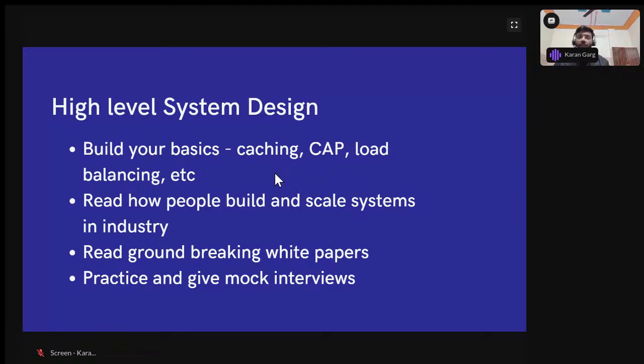Read good engineering blogs. Netflix has a really good engineering blog. Uber has really good engineering blogs. So read about that. Read groundbreaking research papers like GFS, Google File System, then Hadoop, then Kafka, then MapReduce.